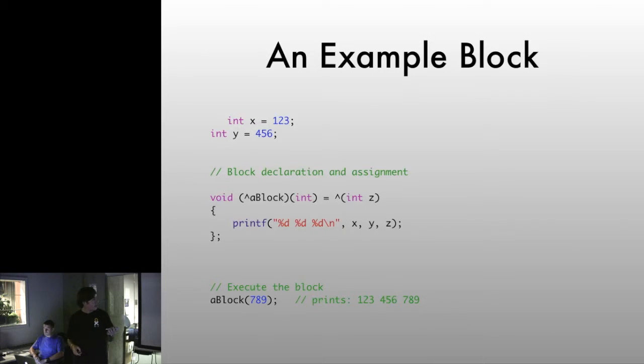And so notice here that inside of this block, Z is the parameter of this block, but we can also use X and Y, which are, again, defined outside of the block. And those are bound at the time that this code is run. So when we call the block with one parameter, and that's 7, 8, 9, we can still get 1, 2, 3, and 4, 5, 6, because we know what X and Y are. Does that make sense?